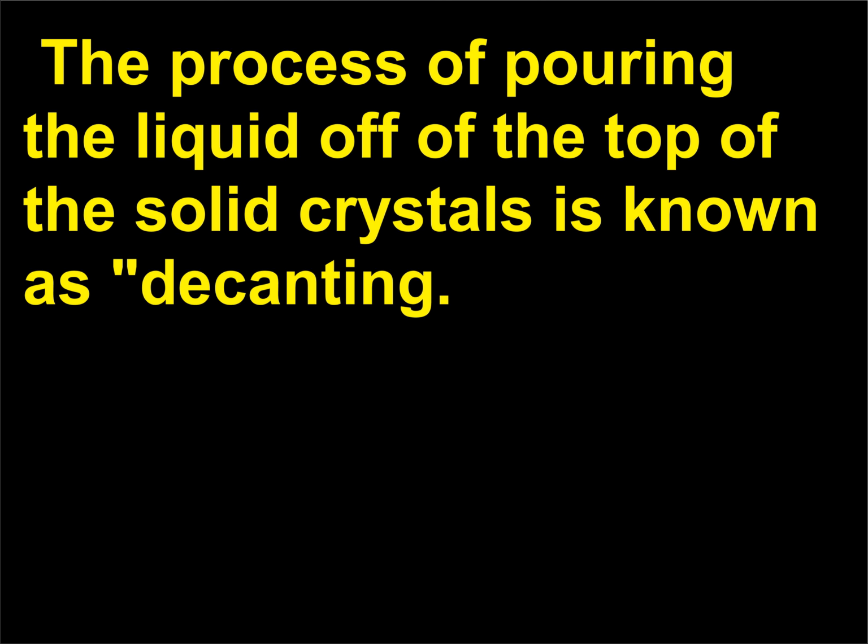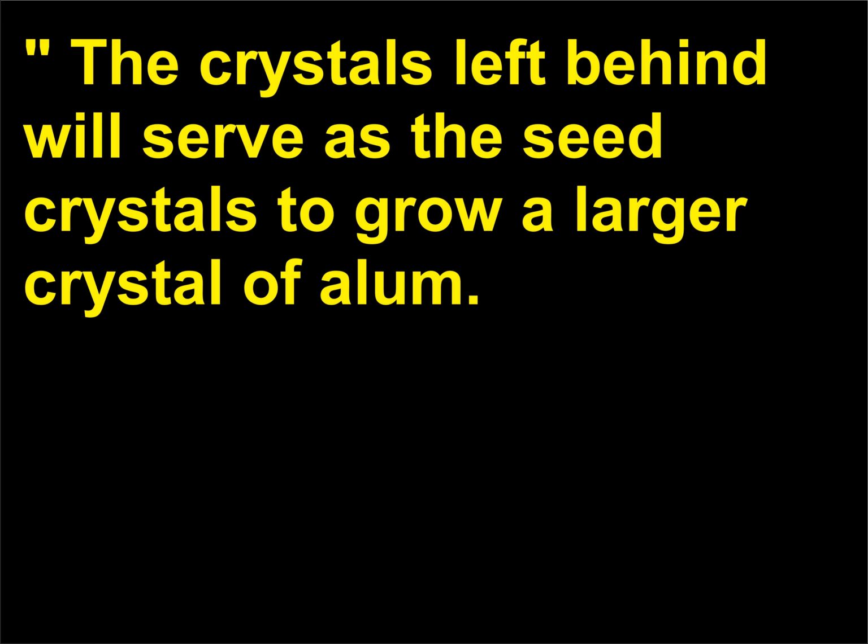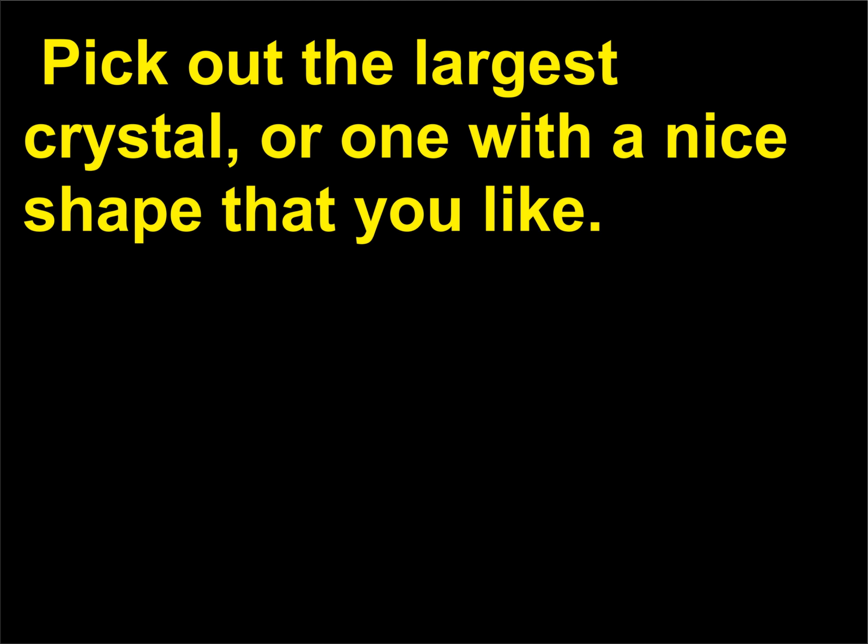The process of pouring the liquid off of the top of the solid crystals is known as decanting. The crystals left behind will serve as the seed crystals to grow a larger crystal of alum. Pick out the largest crystal, or one with a nice shape that you like.